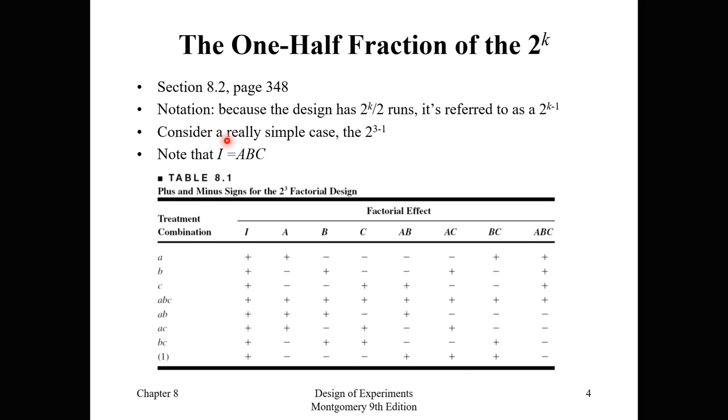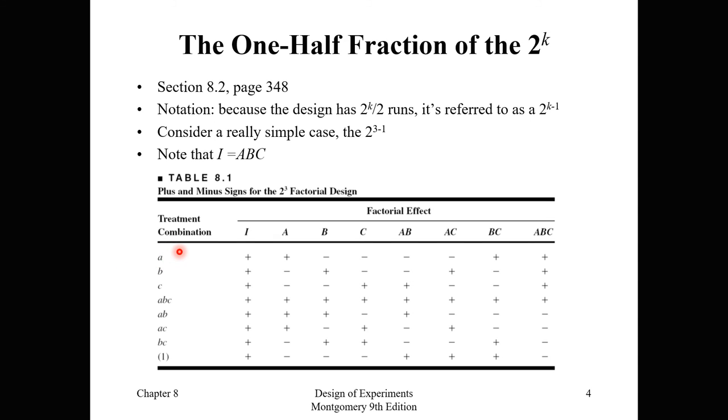One of my favorites is to create what's called a defining relation, which we're going to talk about later. You pick one of these terms and use the plus sign of that term to figure out what to keep. In this case, the defining relation is that the identity I equals ABC. We're going to figure out where ABC has the plus signs, and these are the runs that we're going to use.